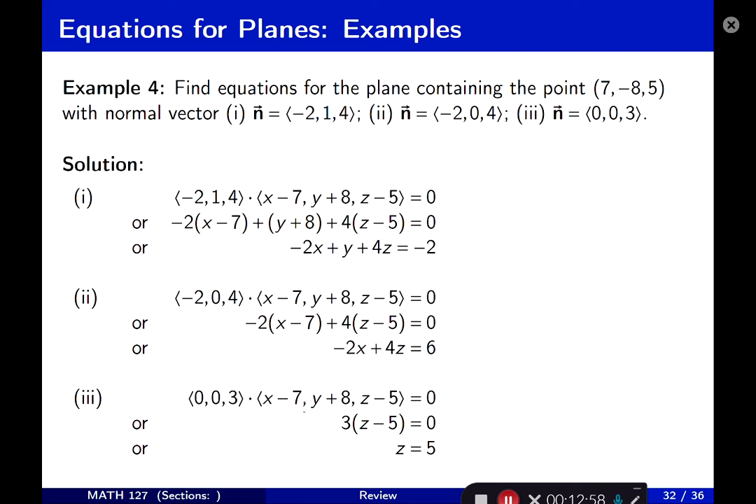What if there are 2 zeros there? When you have 2 zeros there, like the iClicker question that we did, you get 0 multiplied by x minus 7, 0 multiplied by y plus 8, so x and y disappear, and you end up with z equal to a constant.